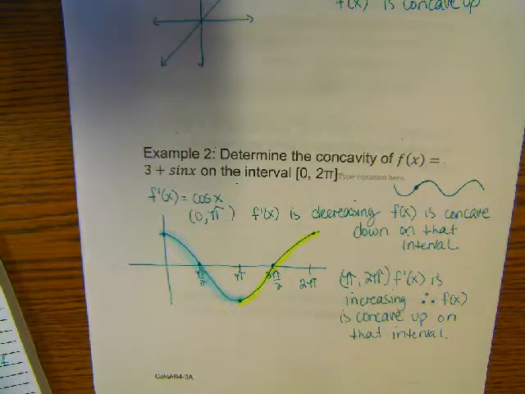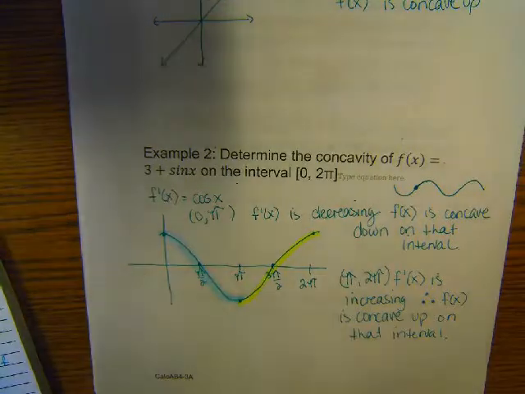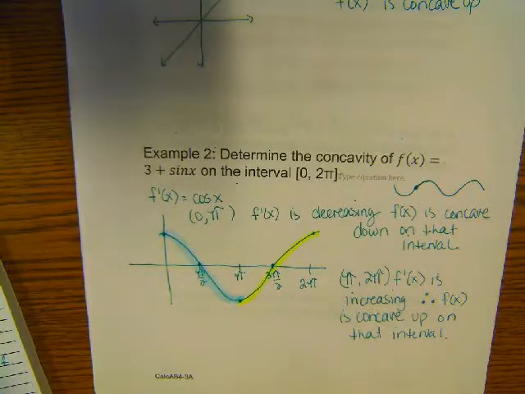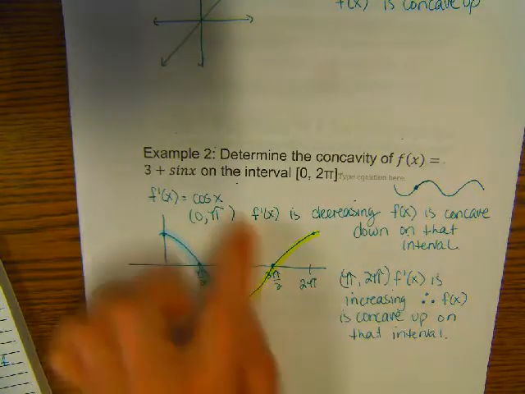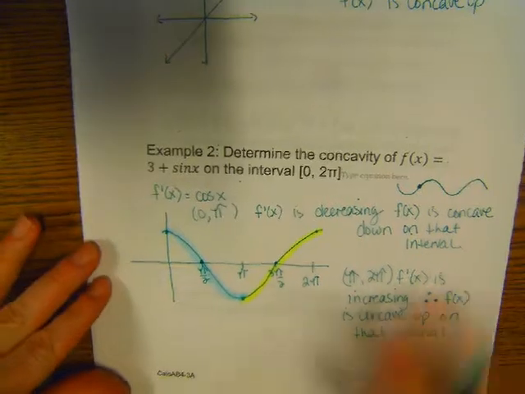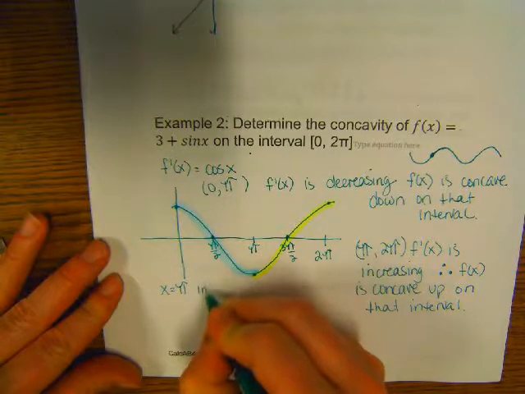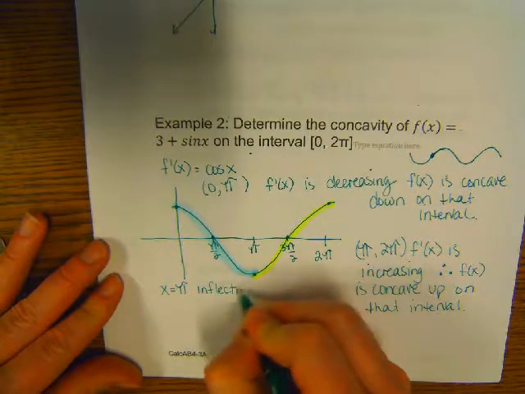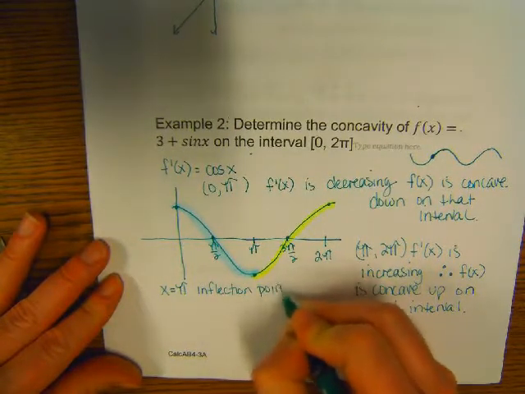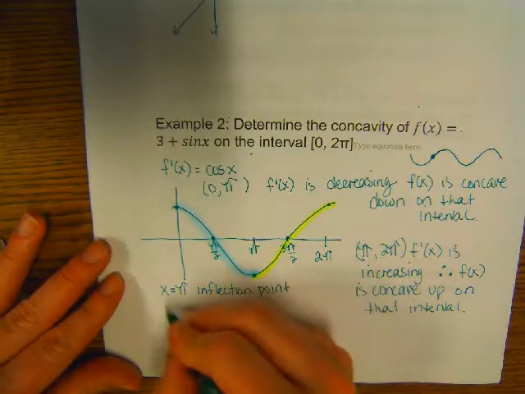So what that means is, where did f prime of x switch from decreasing to increasing? Well, at x equals pi. We call x equals pi an inflection point, because this is where concavity changes.